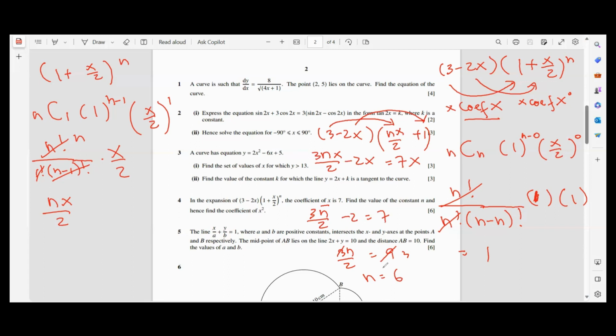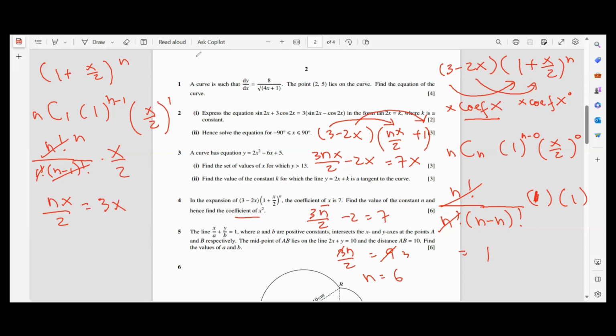So we have n equals 6, and then it asks us to find the coefficient of x squared. To find the coefficient of x squared, we already have this, right? The n is 6, so it is 3x. We have 3x already. And then to find one more, we have to find the x squared.